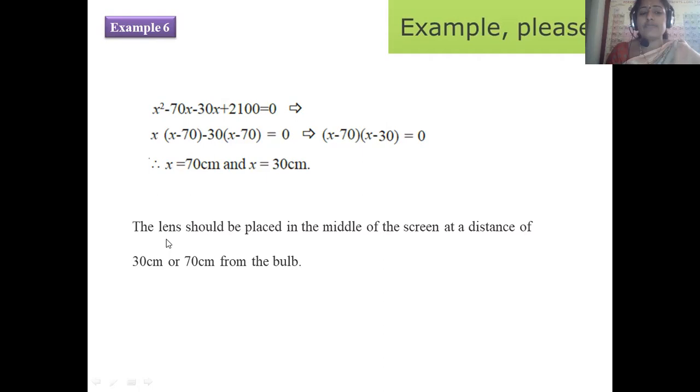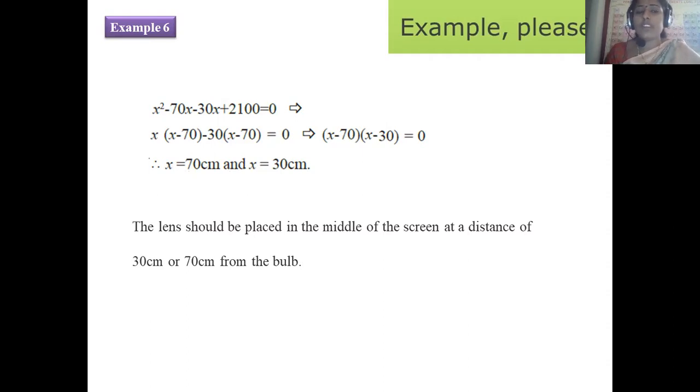This is the distance of the lens from the screen; the distance of the lens from the screen is called the image distance. Either 70, you will get the sharp one, and this is the maximum limit. And 30 also is called the minimum limit. So in both cases, you are able to obtain the sharp image on the screen, right? So this is the problem solved based on the lens formula.